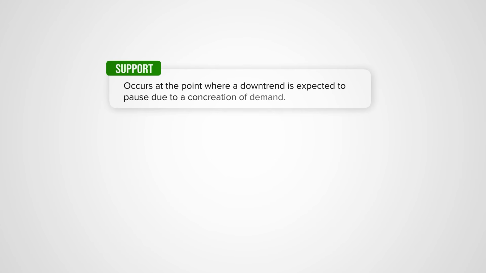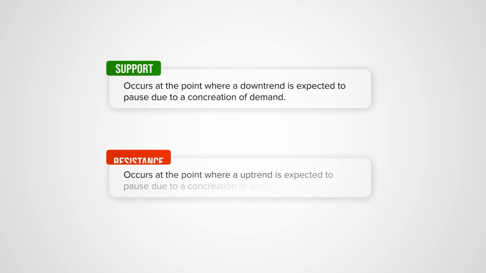Defined, it's pretty simple. Support occurs at the point where a downtrend is expected to pause due to a concentration of demand. Right? You may have learned that in school, where supply and demand is a big part of economics 101 and 201. But when it comes to trading, you have to know when the buyers are stepping in or when the sellers are starting to move in, so that you know how to take action. And again, like I said before, you have to know how to manage risk.